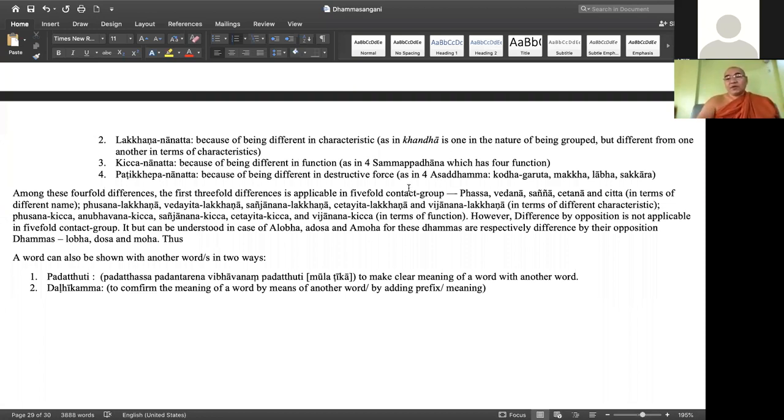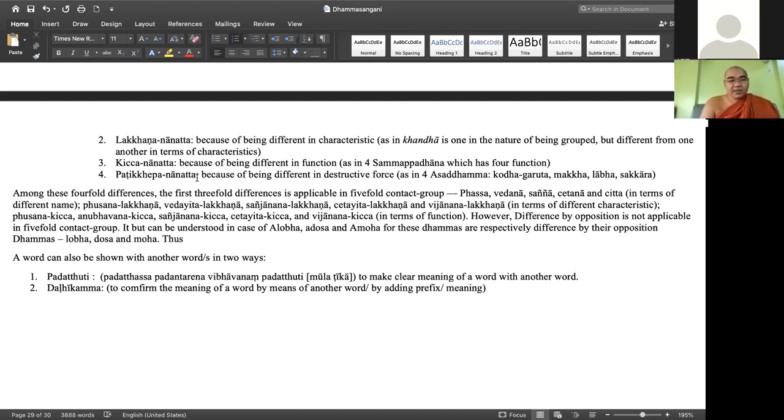However, difference by opposition, this means patikkhepa, is not applicable in the Phassa Pancamaka contact group. In the contact group, they have no special thing to be opposed.